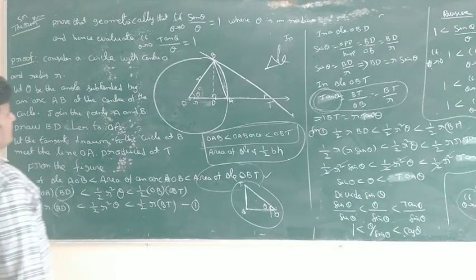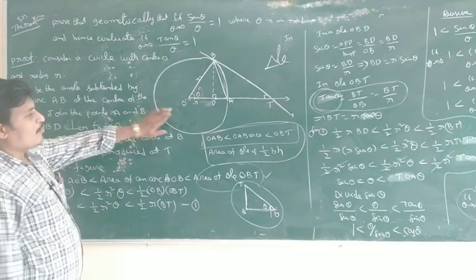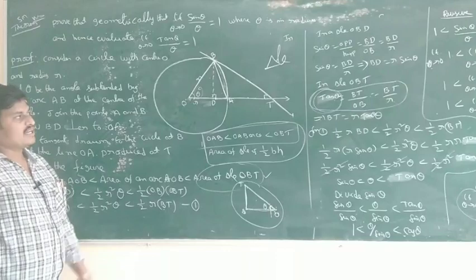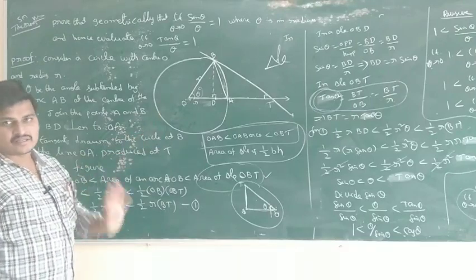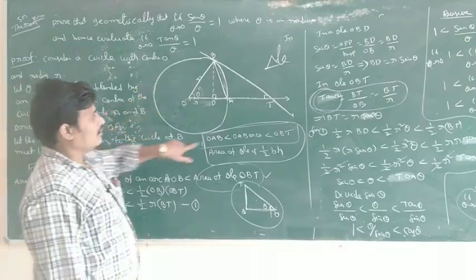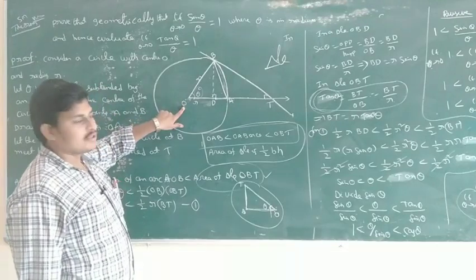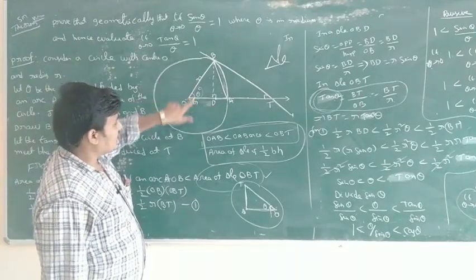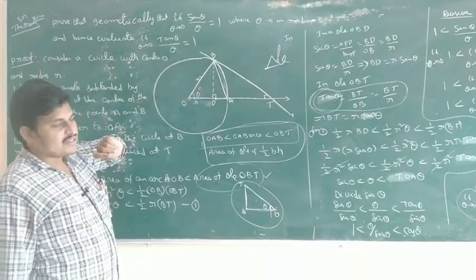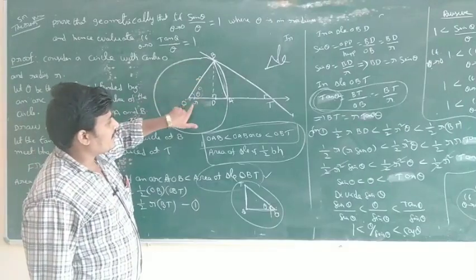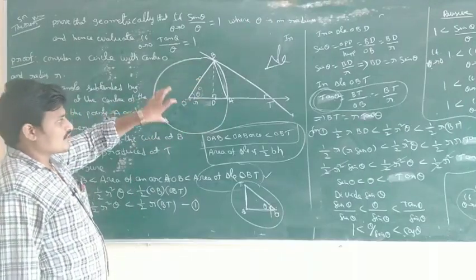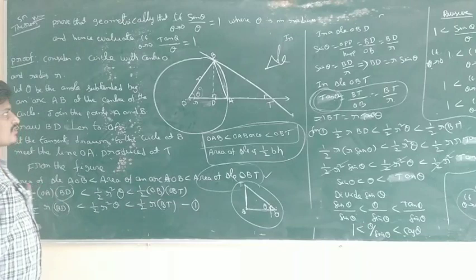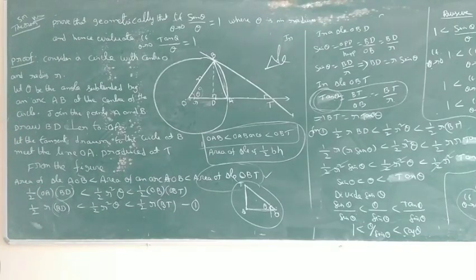Next, write some points about the diagram. How to draw the diagram? This is the circle, this is center O, OA and OB are radii. Theta is in radians. BD is perpendicular to OA. These are the words on how to draw the diagram.